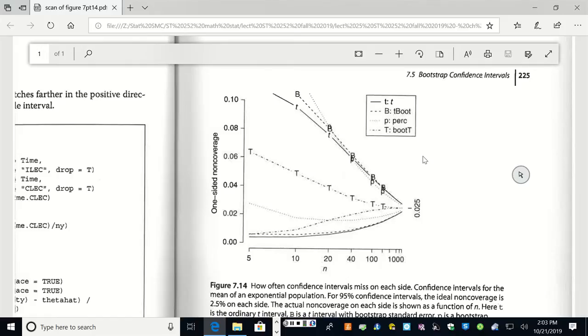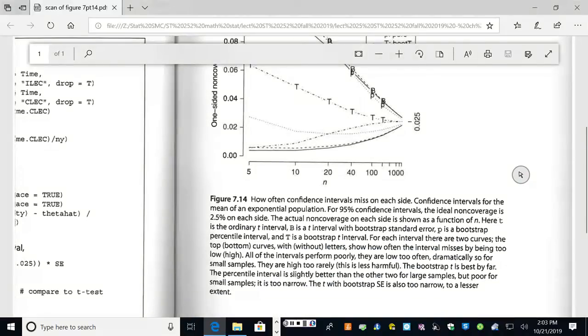And this must be for an exponential population, which is pretty skewed, right? So it's pretty skewed to one side. And they tend to miss above 2.5% on one of the sides versus the other. So the actual non-coverage is shown as a function of n. Lower t is the ordinary one. B is a t interval with a bootstrap standard error. P is a bootstrap percentile, and capital T is the bootstrap t interval that we've been talking about. There's two curves. The top curves show how often the interval misses by being too low.